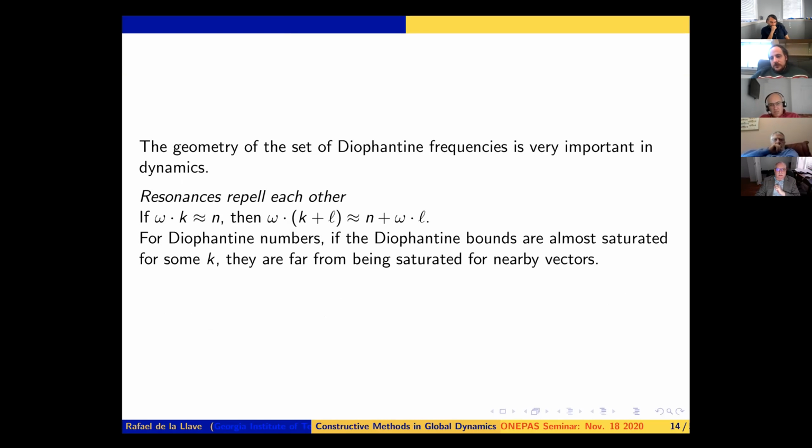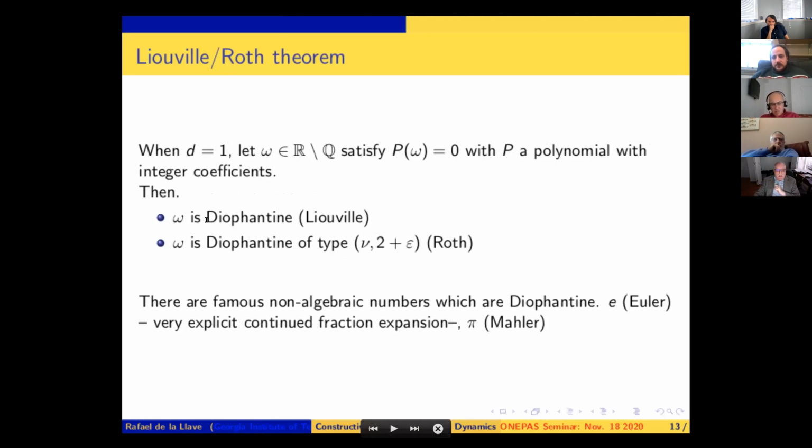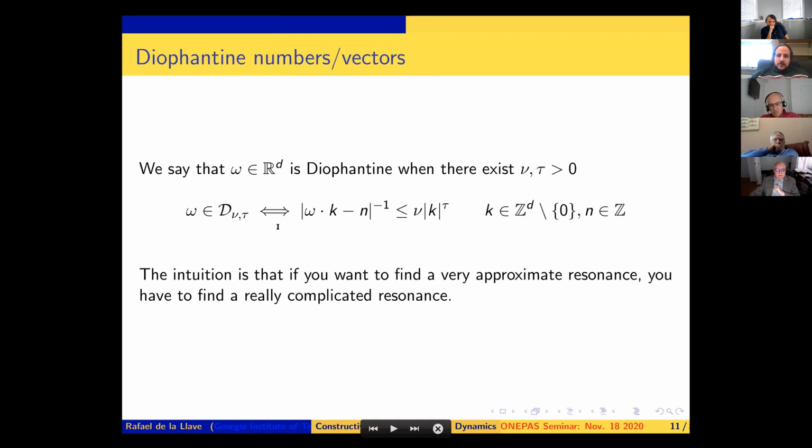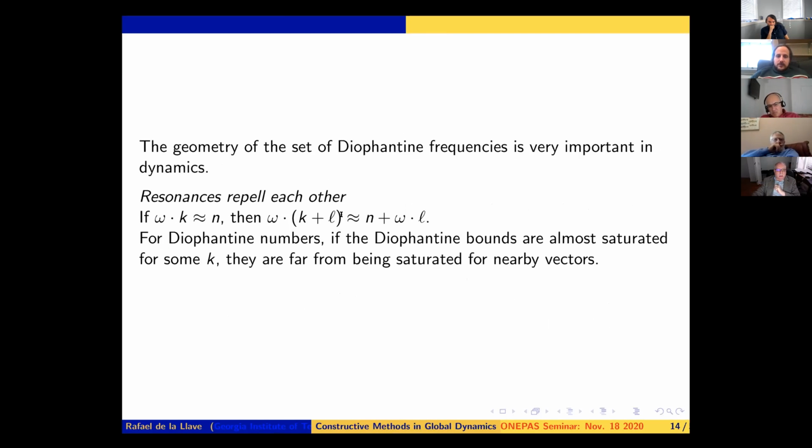And the geometry of the, so this is something which I also want to mention, is that when you have approximate resonances, they repel each other, and these bounds cannot be saturated for all Ks. It's very rare that they get saturated. And the reason is that if it gets saturated for some K, then when you take neighboring Ks, they satisfy this identity, etc. So when you are in neighboring Ks, then you can cast off the K, and then things start to be like if they were small numbers, right? And the small numbers cannot be very well approximated.